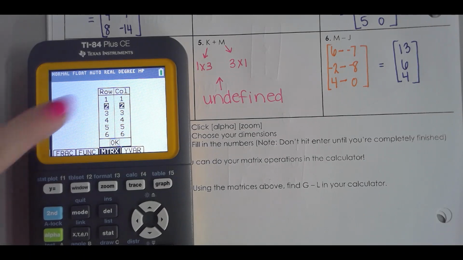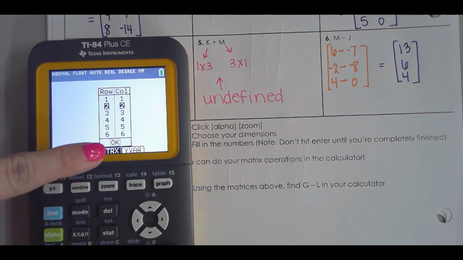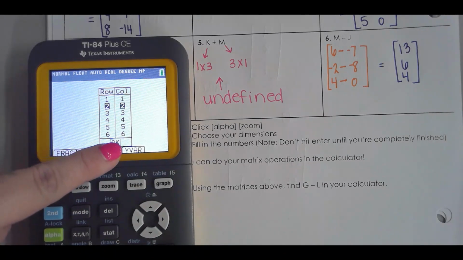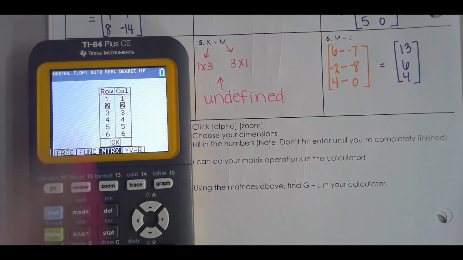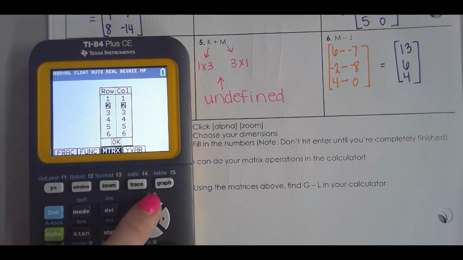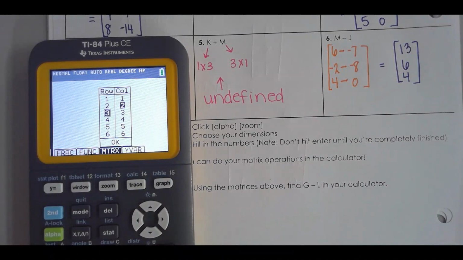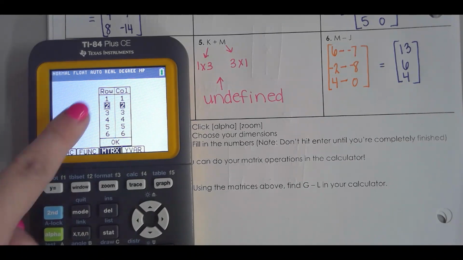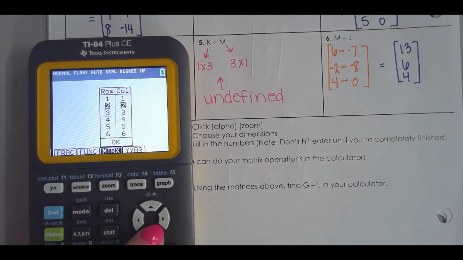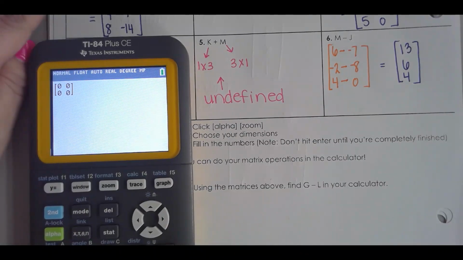If you need to change it, right now see how OK has a little box around it? If I hit enter, it's going to do a 2 by 2. If I want to change it, I have to go up, and let's say I want to change it to 3 rows, I would hit enter, and it changes it to 3. Actually, in the notes, I've put G minus L. We're going to do 2 by 2s. So I want 2 rows, 2 columns, and then if I go back down and hit OK, it pops up a matrix, and it puts zeros in all the places.